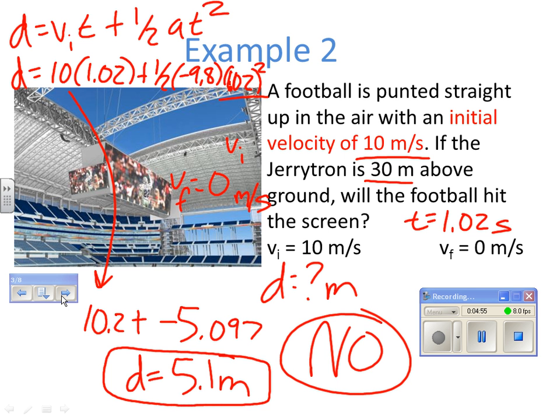You guys may or may not know this, but this has been hit several times, so they had to be kicking it harder than that to actually hit the Gyrotron. It's actually a pretty good force for a punter to actually be able to hit that big screen up there.